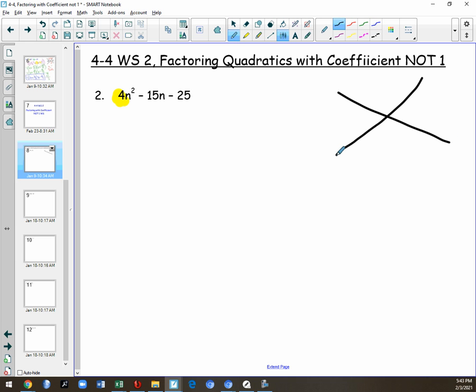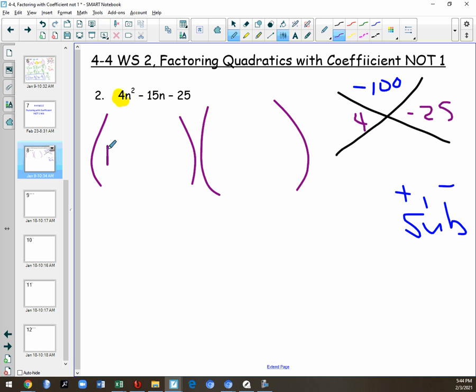So that means I can go straight to my A value is 4, my C value is negative 25. I'm going to multiply those together to give me a negative 100. A negative 100 means my signs must be different, and I'm going to subtract. So I'm going to have an n plus and an n plus.